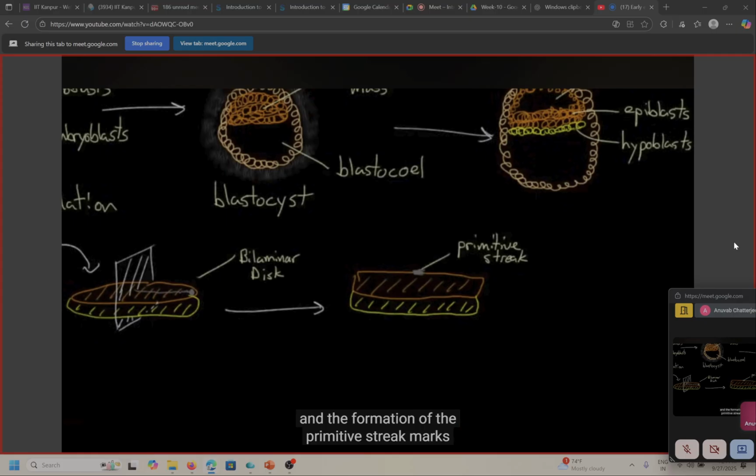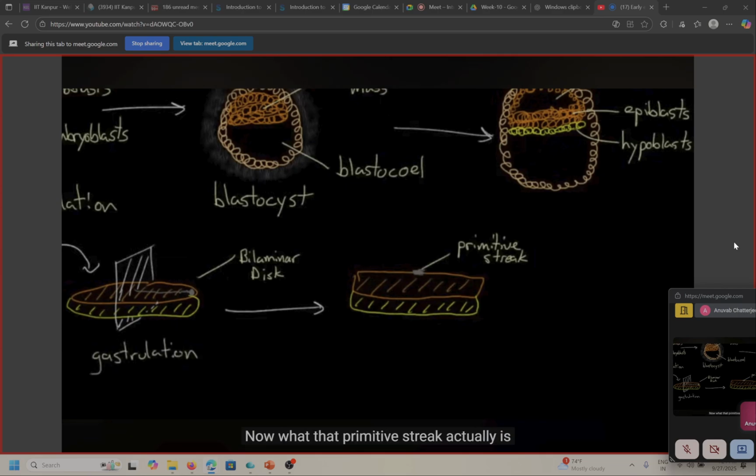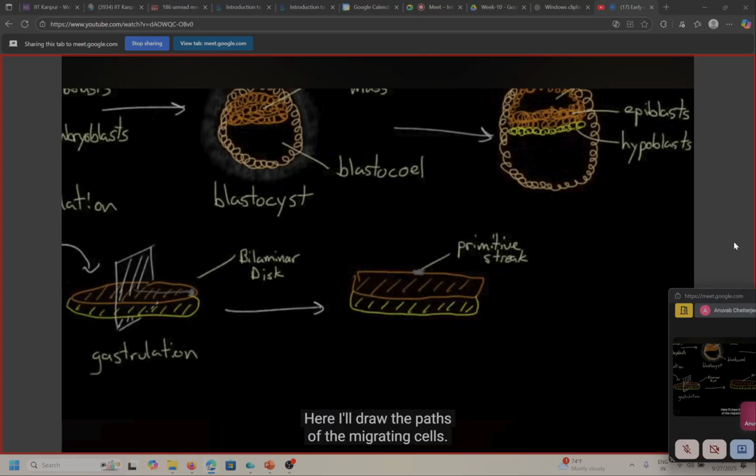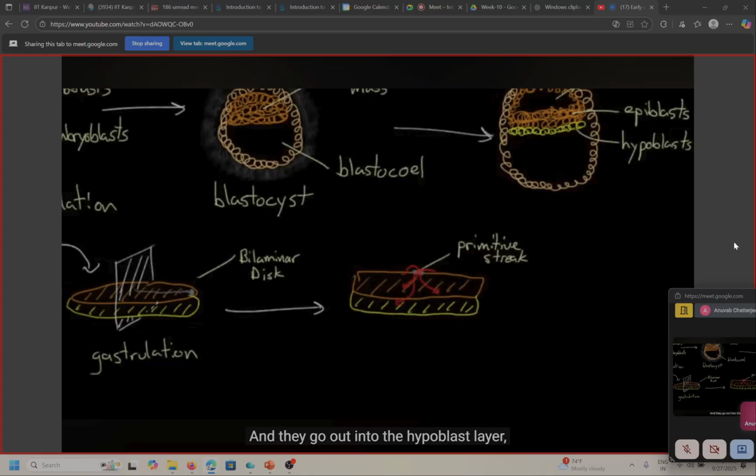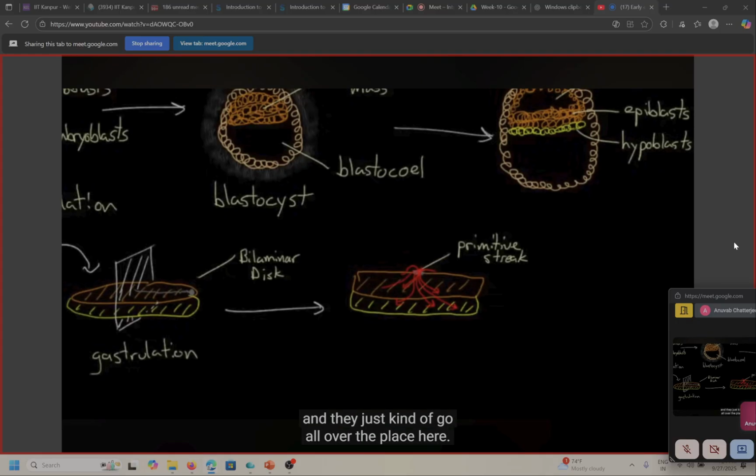And the formation of the primitive streak marks the beginning of the next stage of early embryogenesis, and that's called gastrulation. Now what that primitive streak actually is, is just the site where the cells in this epiblast layer of our bilaminar disc start to migrate. Here I'll draw the paths of the migrating cells. They heap themselves up right at the primitive streak, and then they start burrowing their way down into this bilaminar disc. And they go out into the hypoblast layer, and they just kind of go all over the place here. But it all happens from that primitive streak.